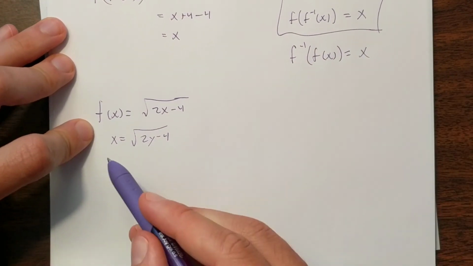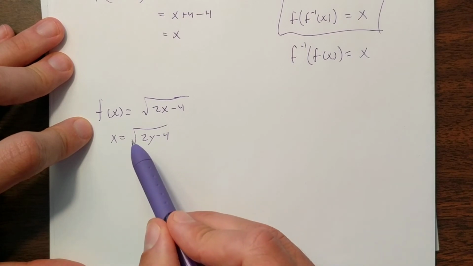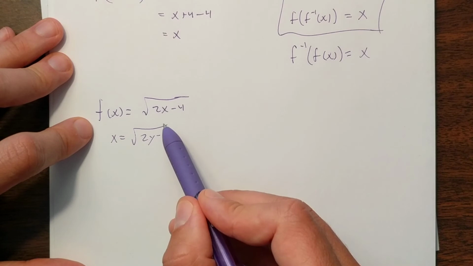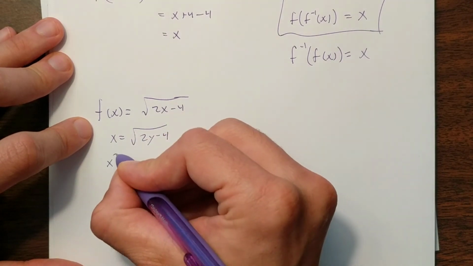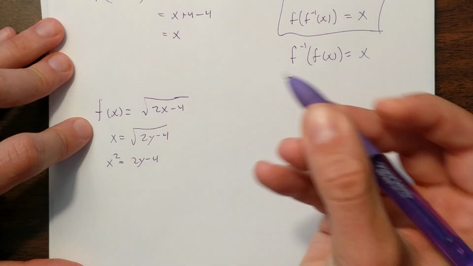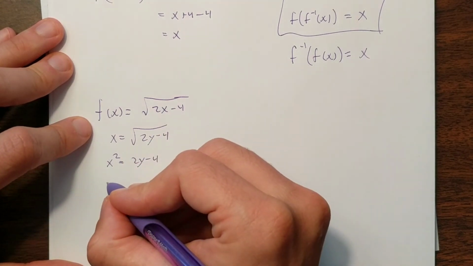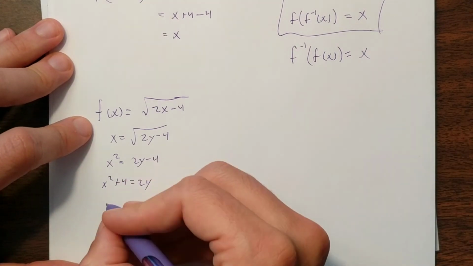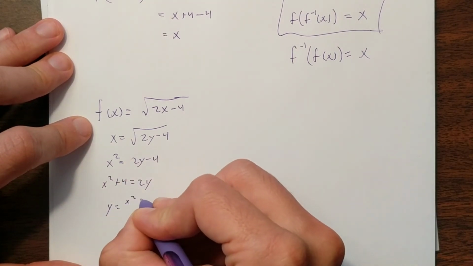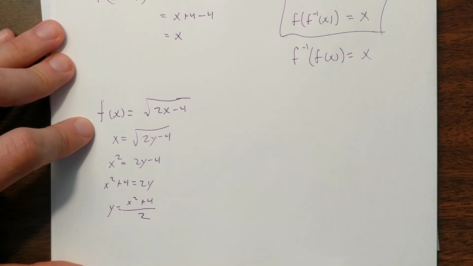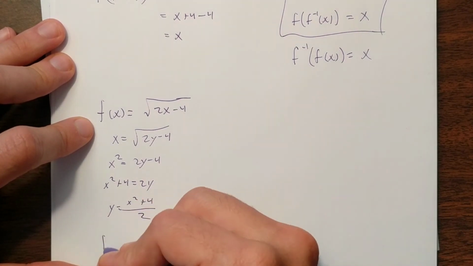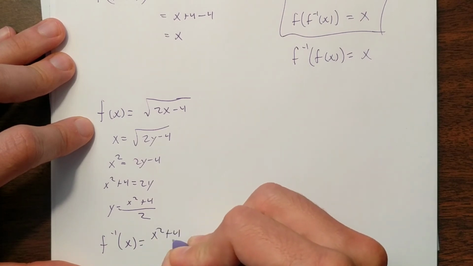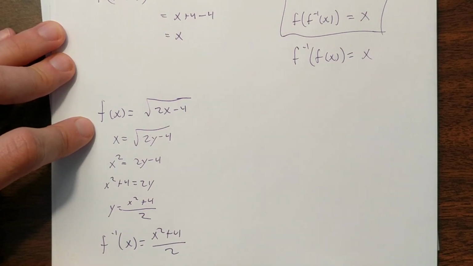So here we go. We've flipped the x and the y. Now we need to solve for y. Well, the outermost thing that I need to get rid of first is actually the square root. So I need to square both sides. Now I need to add the 4. And now I need to divide by 2. Done. And there's my inverse function. So f to the negative 1 of x equals x squared plus 4 over 2, like so.